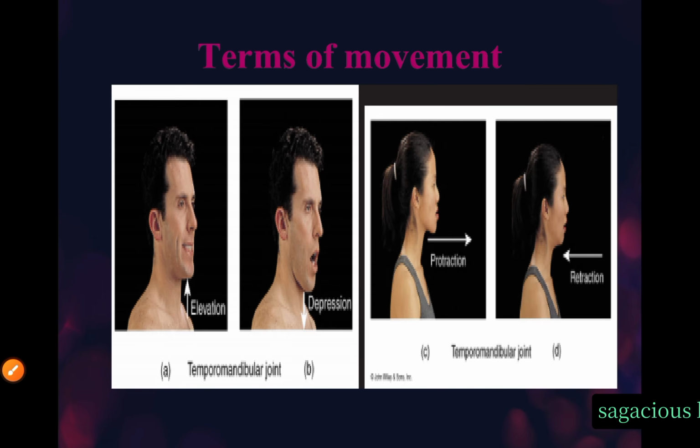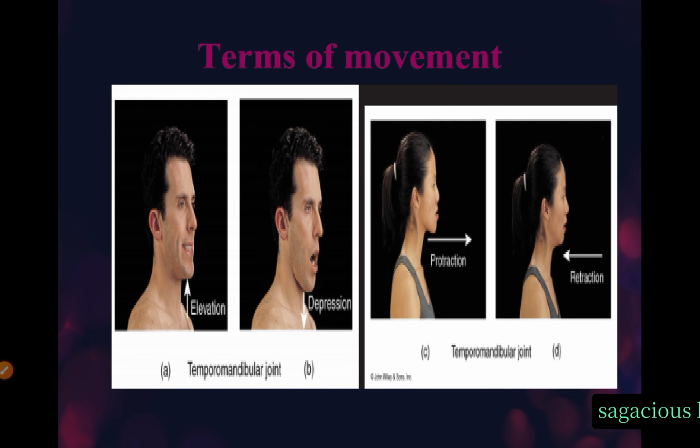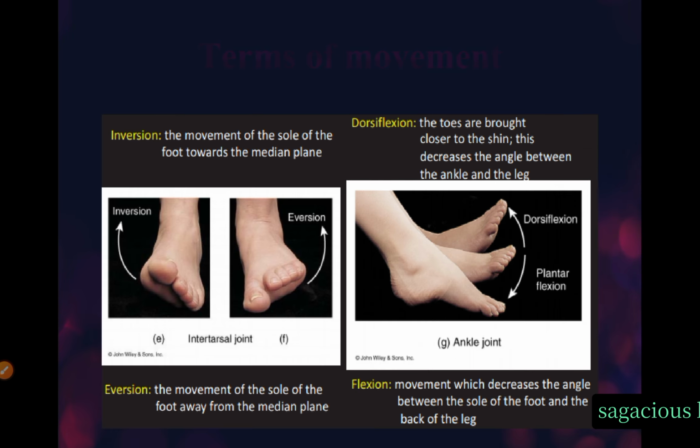So we have elevation, we have depression, which I've shown you. Elevation, we are moving up. Depression, we are decreasing. So protraction and what? Retraction. Remember I told you that in protraction, you are stretching to see the person, while in retraction, you are returning back to your position.